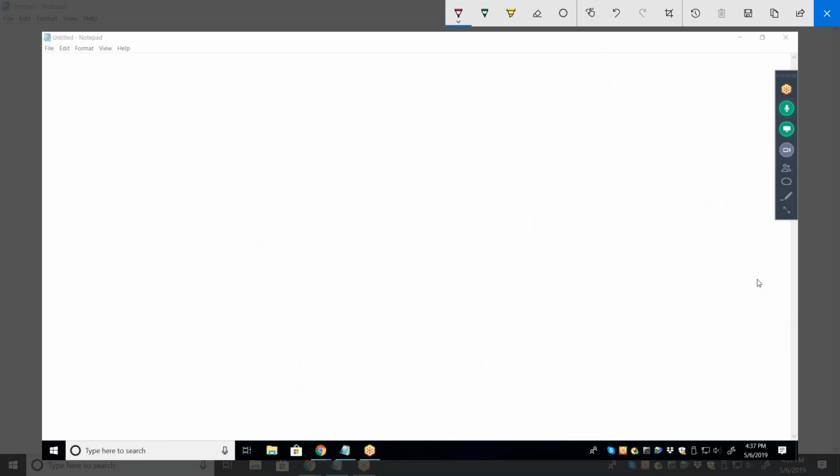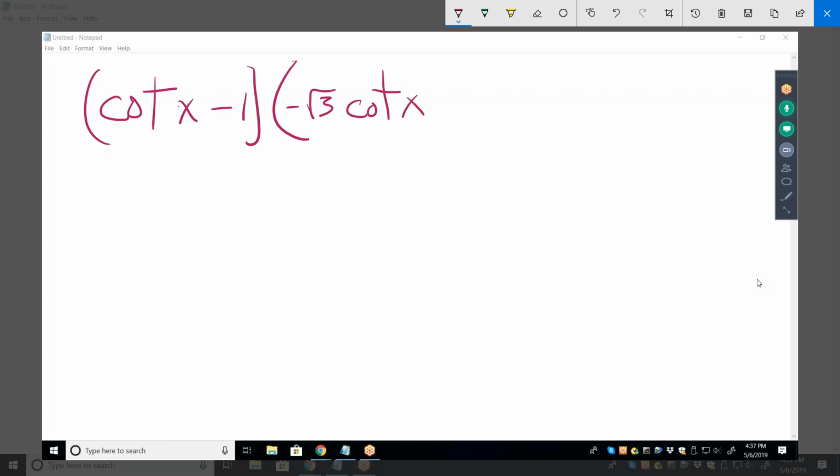So far, there's been one little tricky thing about every single problem. Okay, the next problem is in parentheses, cotangent x minus 1 parentheses times root 3 cotangent x plus 1 equals 0. Plus 1? Yeah. And it's not negative root 3, it's just positive. Everything else is correct? Yep. Okay.